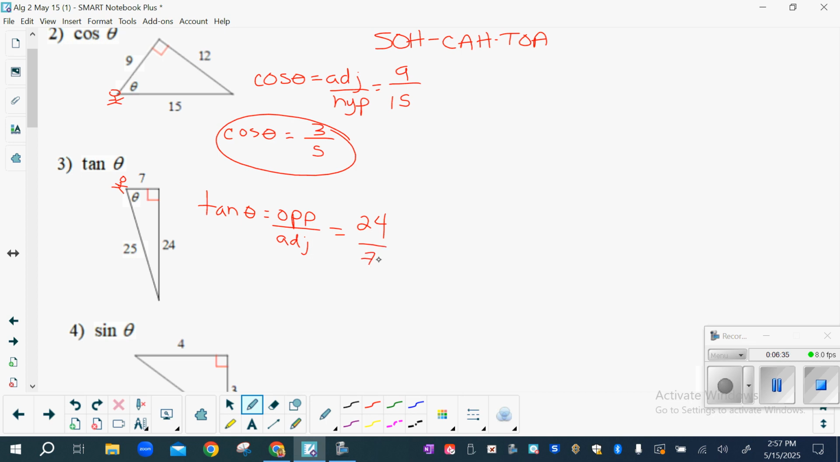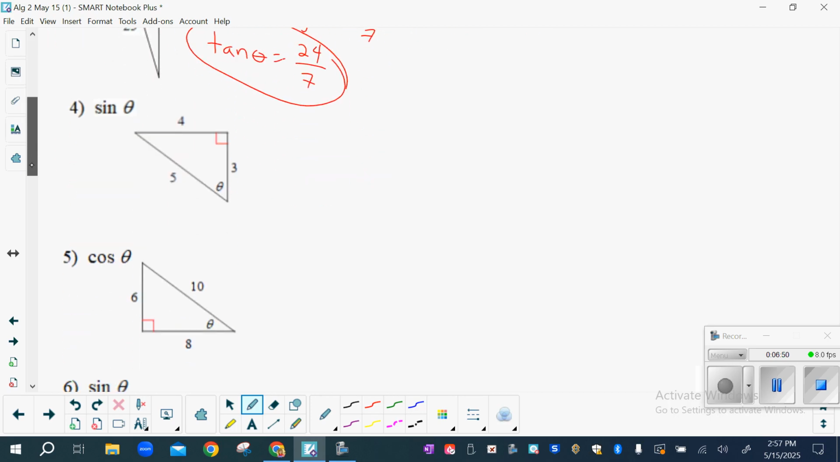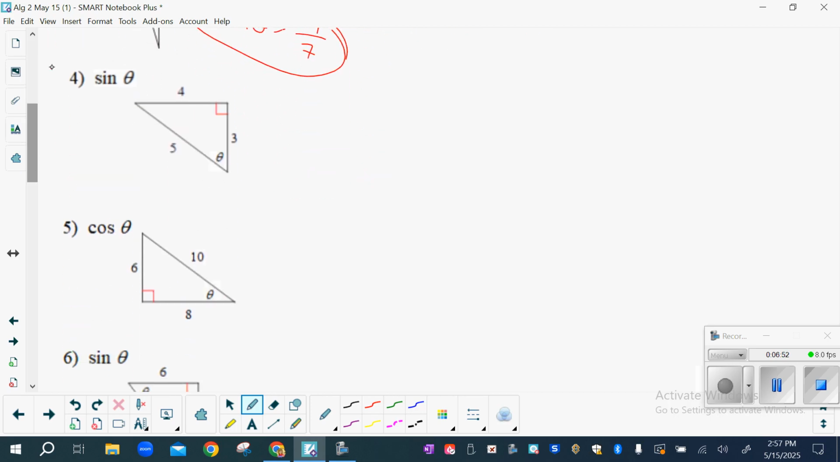That's going to become equal to that. And that's what tan theta is. We're not doing anything with that. We're just saying tan theta is equal to that. We will be going on and finding angles and sides with that. So go ahead and do number 4 as your try.